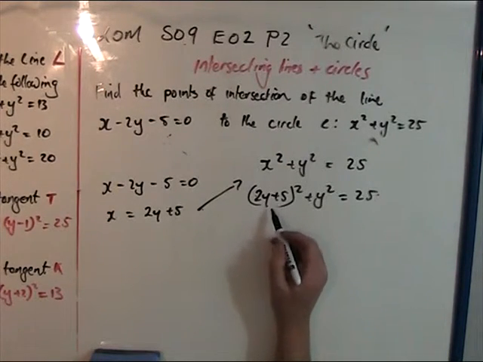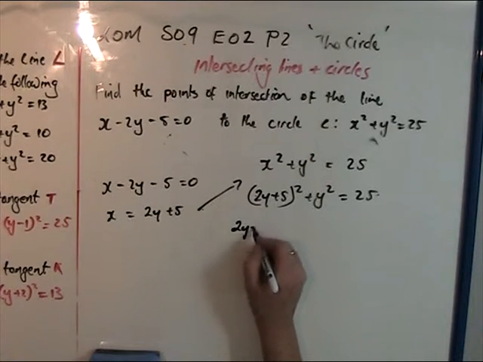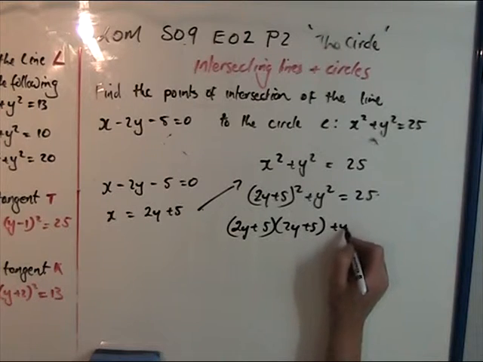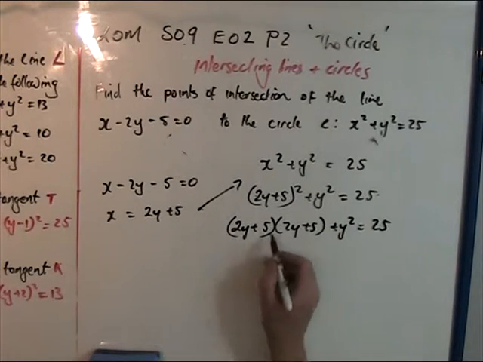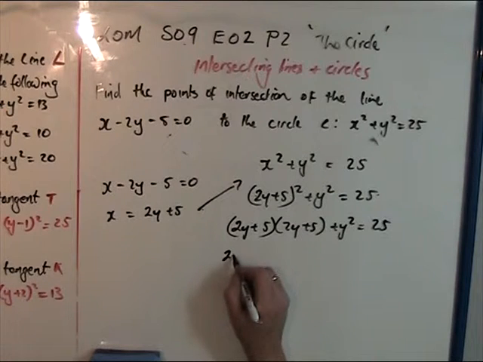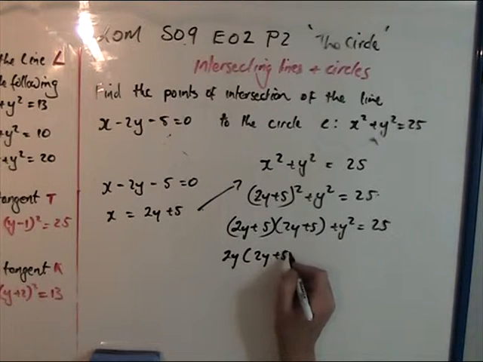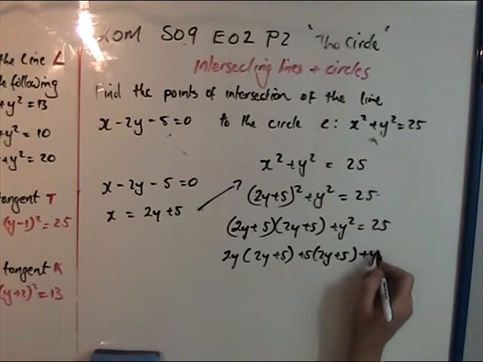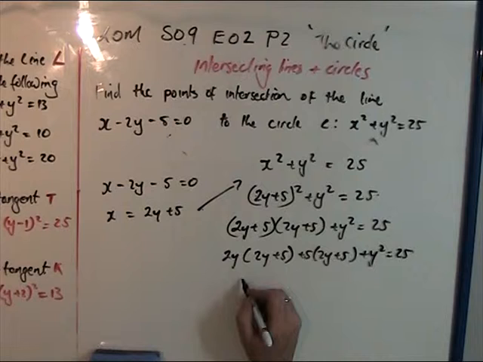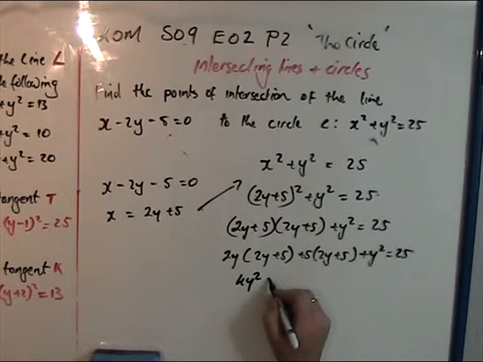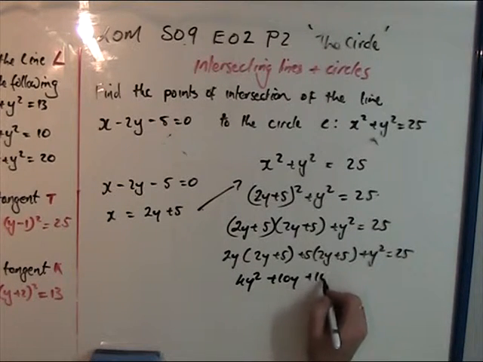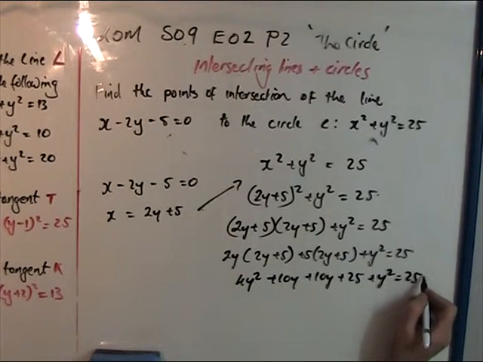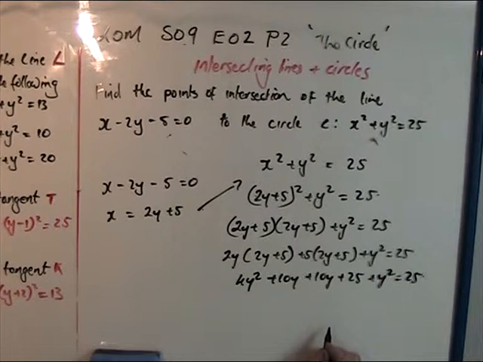Now I have to multiply this out. That becomes 2y plus 5 by 2y plus 5, plus y squared. Now this is algebra. So you multiply 2y by all of this, so it's 2y by 2y plus 5, plus 5 by 2y plus 5, plus y squared is equal to 25. So you get 4y squared plus 10y plus 10y plus 25 plus y squared is equal to 25. Just check that. Right.